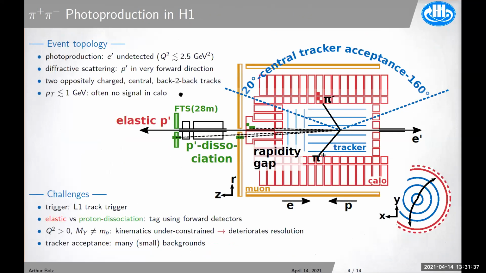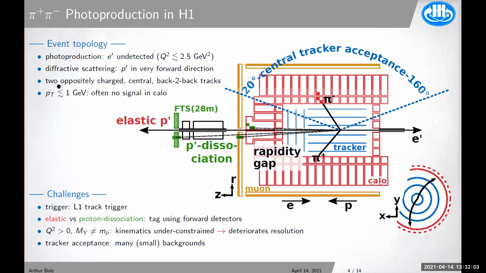So how do we do this experimentally? How does rho photoproduction look in the H1 detector, on a very simple level? First of all, if we want to study photoproduction events, we require that the scattered electron is undetected. And just by the acceptance of the detector, this means that we restrict our data to Q squared smaller than 2.5 GeV squared. And then we want to study this diffractive scattering. So also the proton is scattered in a very forward direction and mostly leaves the detector undetected.